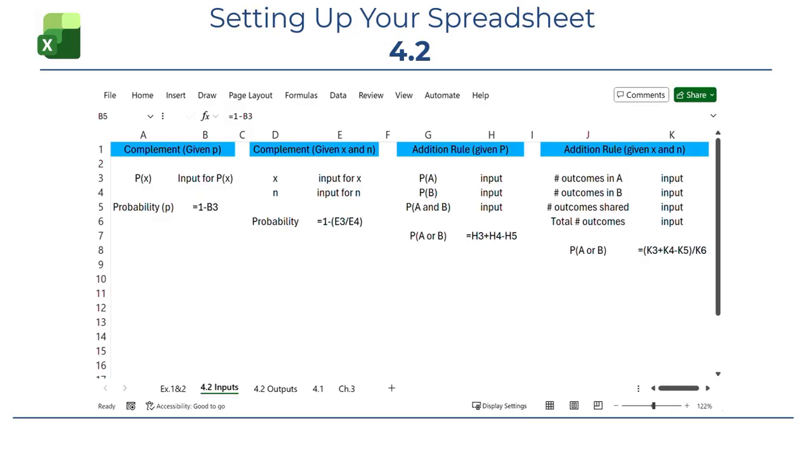Now that we've learned the addition rule for probability, let's go ahead and set up our spreadsheet. Again, note that I have two different ways to compute the addition rule. One where I'm given P, which is the probability of A and B, and the probability of the intersection, and one where I'm given the outcomes in A, the outcomes in B, the outcomes in the intersection, and the total number of outcomes. For the probability of A or B, I would add the two probabilities and subtract the intersection. For the probability given raw numbers, I would add the number of outcomes in A and B and subtract the number of shared outcomes and divide that by the total number of outcomes.